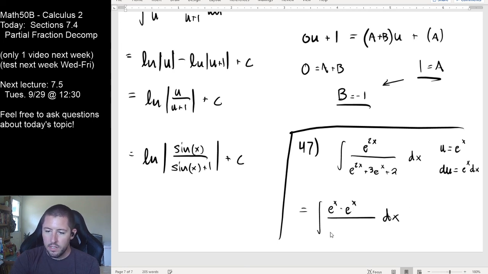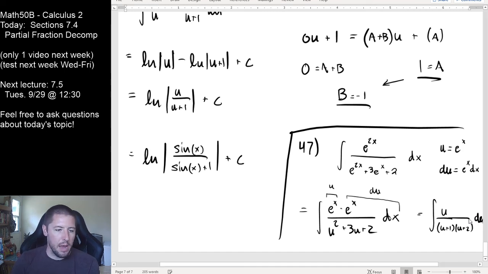Down here, this is really just going to be u squared plus 3u plus 2. And the reason I wrote the numerator this way is because the e to the x dx, that's our du. That's going to be a u. So it looks like this one would just be u over (u plus 1)(u plus 2) du. Right? Not too bad to set up this guy with our u substitution there if we see those guys. So exponentials and trig functions look like they are good candidates for this.